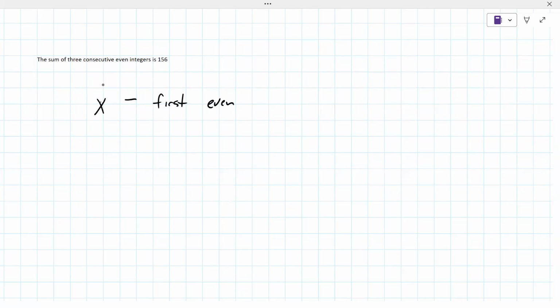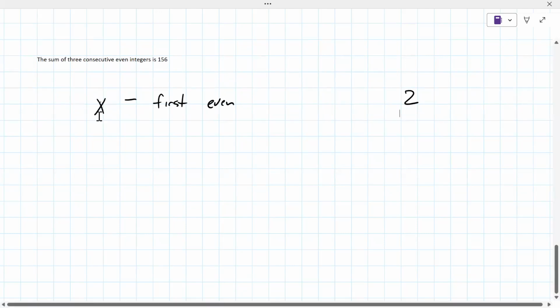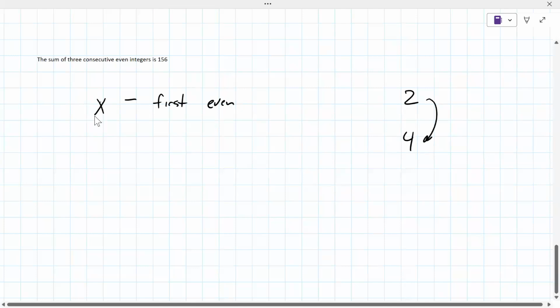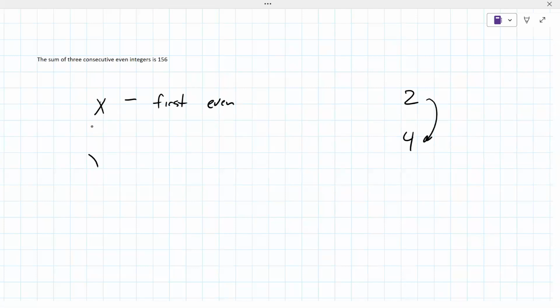What's the next even number? 2. Well, 2 is the smallest positive even, but we don't know what x is. So we need the next one. How do we get the next one if we know x? How do we go to 4 from 2? By adding 2. Okay, so what should you write here in terms of x? X plus 2. Yeah, that's the next even, or the second even. How about the third even? X plus 4. Very good.